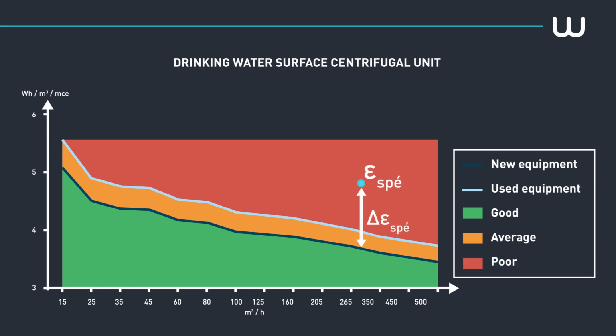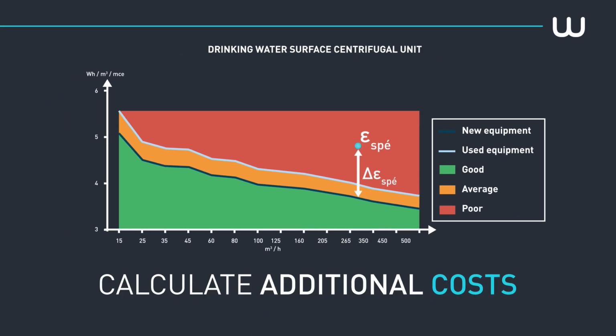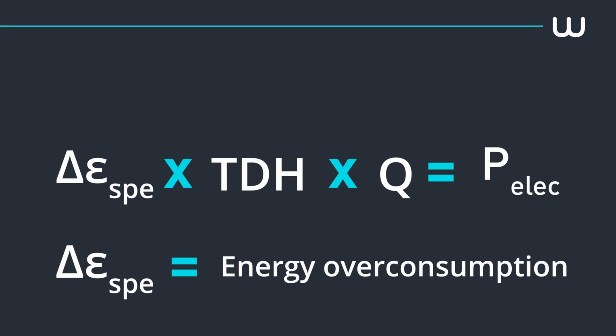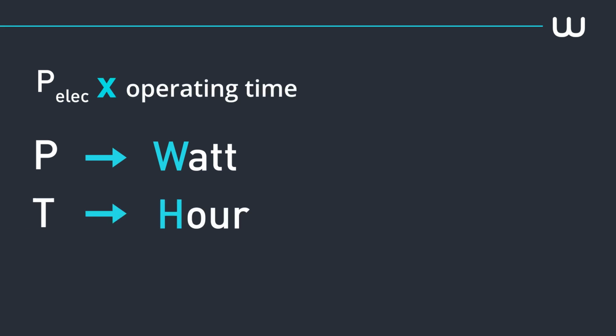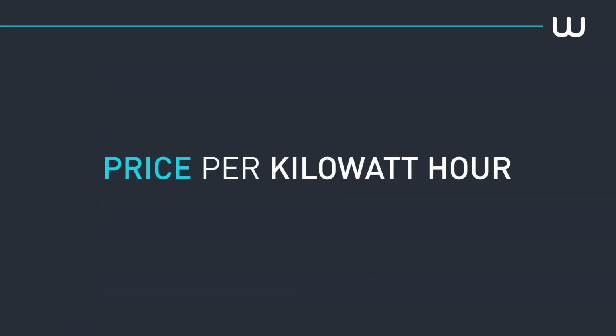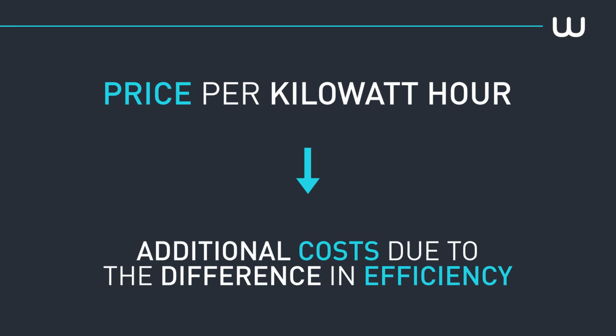Using the difference observed, additional costs are calculated by multiplying the TDH and the discharge rate in order to obtain the power in watts. Now, this power is then multiplied by the average operating time of the electric pump unit in order to determine the electricity consumed in watt-hours. By knowing the price of a kilowatt-hour, it is possible to calculate the additional cost that this difference in specific energy represents, and thus the effect of a pump's reduced efficiency on operating costs.